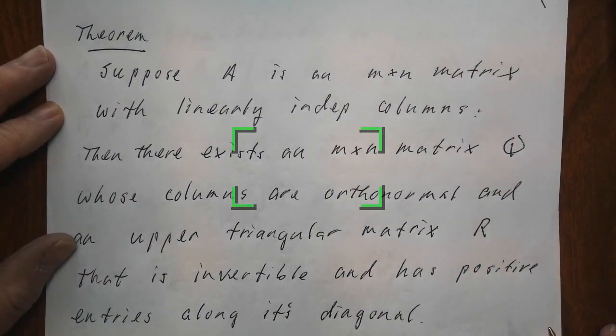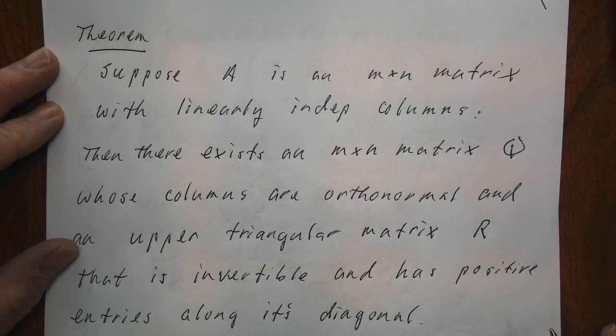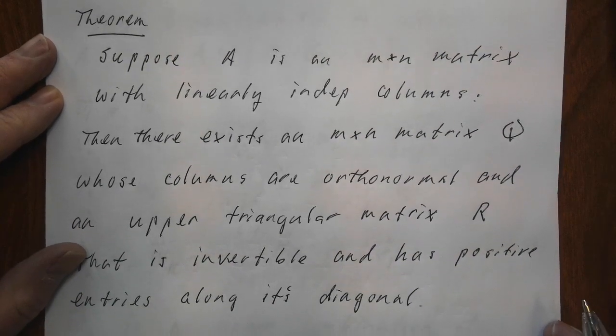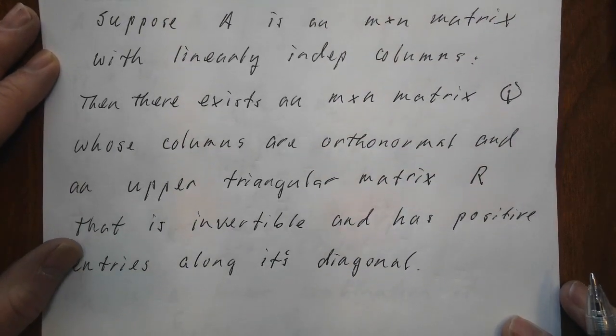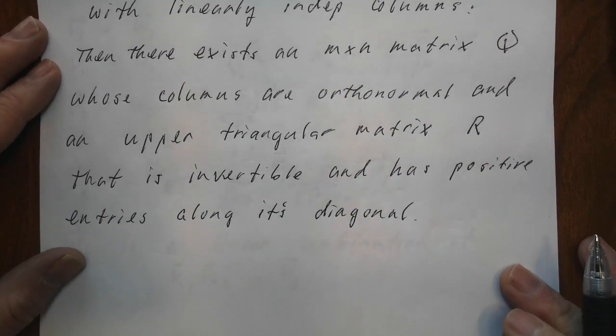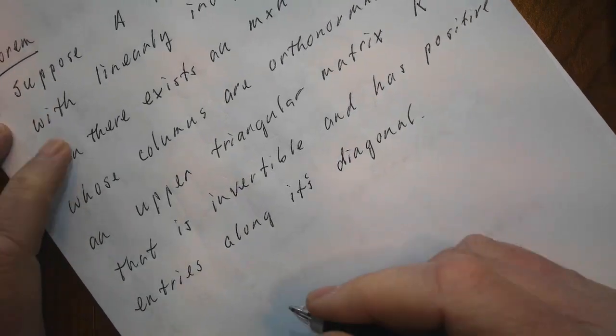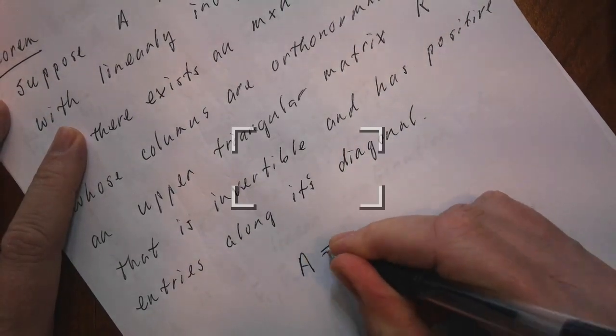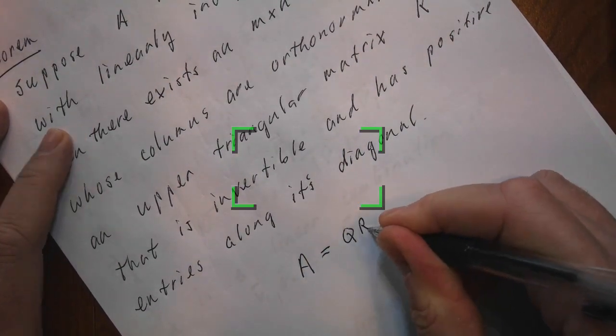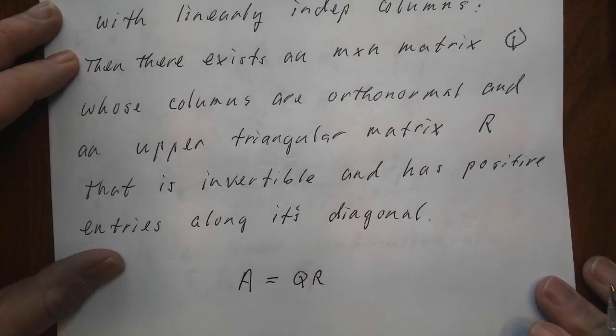Suppose that A is an m by n matrix with linearly independent columns. Then there exists an m by n matrix Q whose columns are orthonormal and an upper triangular matrix R that is invertible and has positive entries along the diagonal. And the factorization A equals Q times R holds.